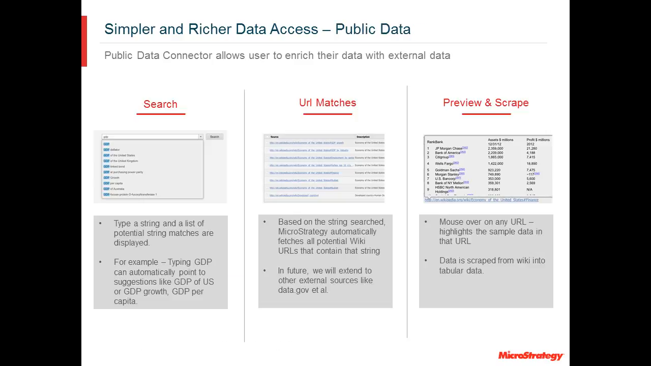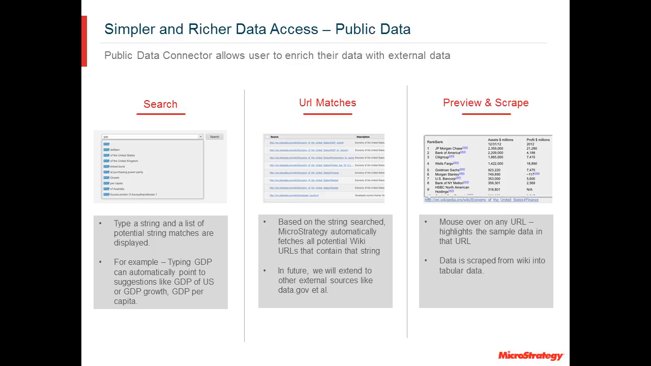For the public data connectors, it's another option that we have available here in MicroStrategy 10, and it allows you to search on data by simply typing your search string. So for example, if we type GDP, it will automatically point out suggestions like GDP, GDP for US, or GDP per capita, etc.